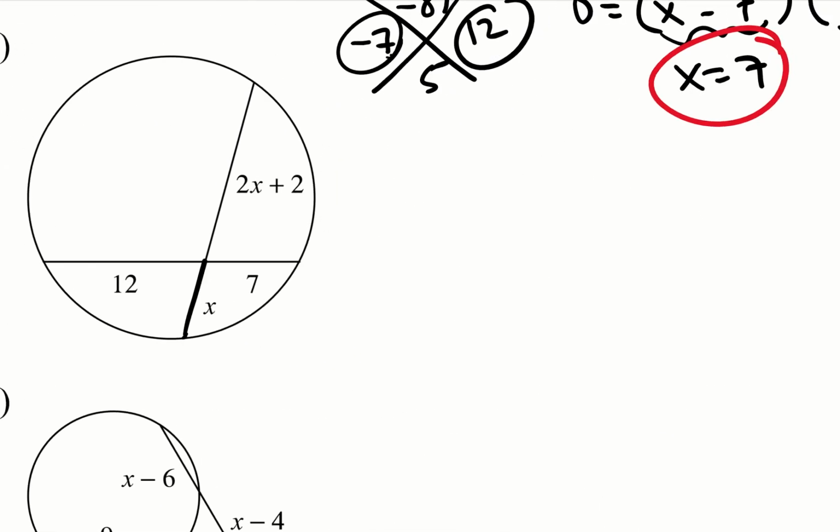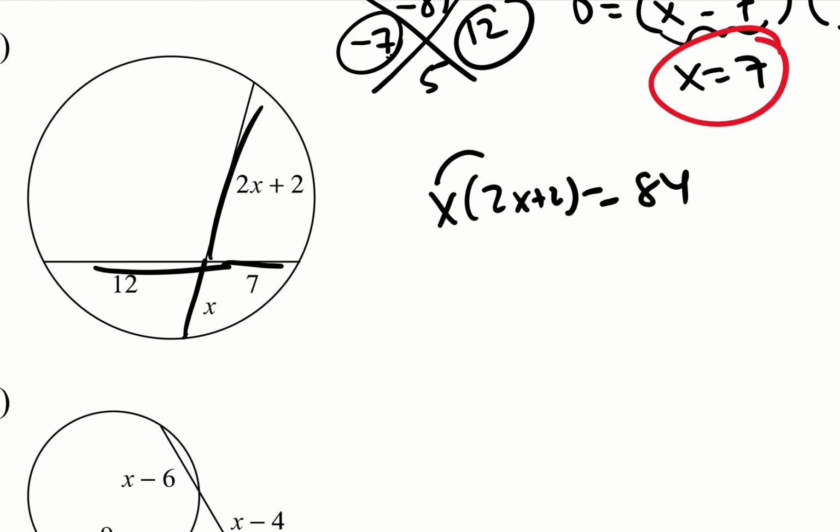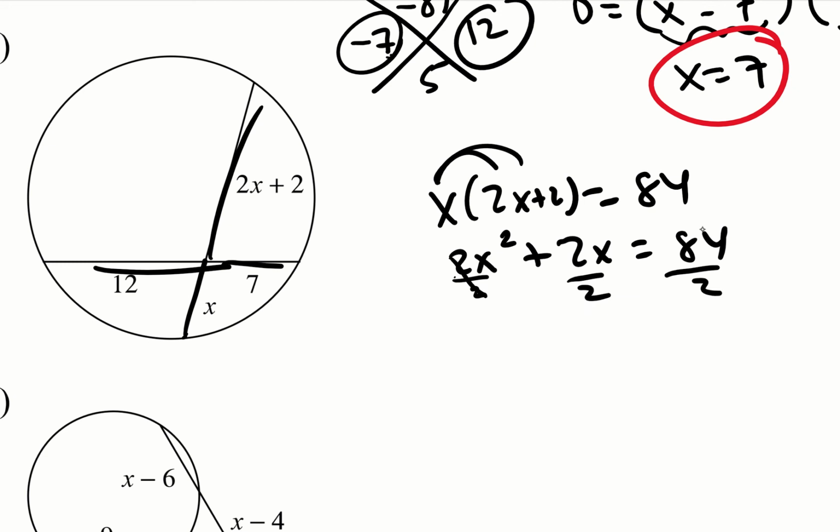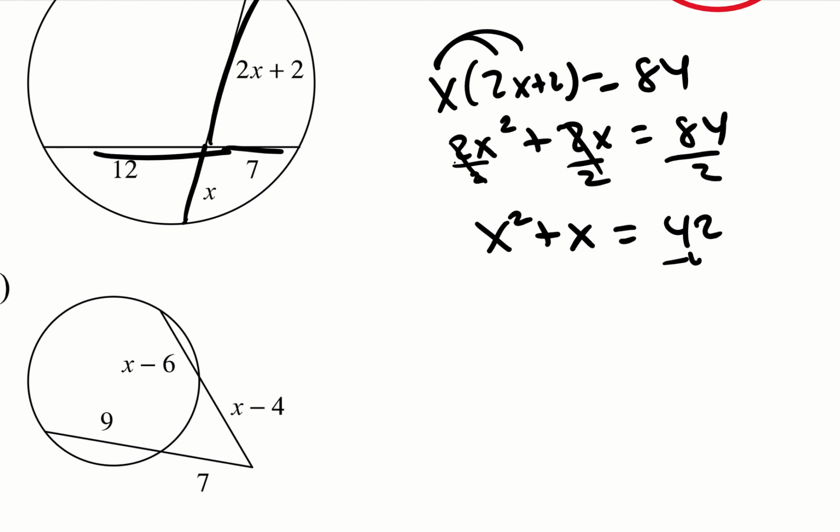All right, we got x times 2x plus 2 equals 7 times 12, which is 84. Distribute, we got 2x squared plus 2x equals 84. Let's divide both sides by 2, everything by 2, just to make it nicer. X squared plus x equals 42. Subtract 42 on both sides.